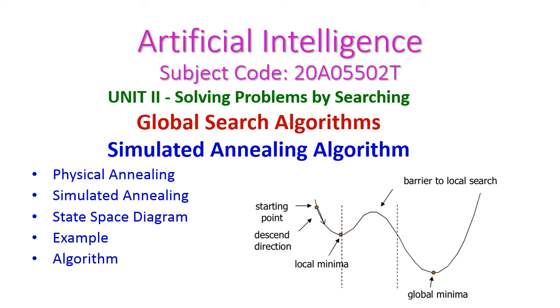In this class, we will see the simulated annealing algorithm from second unit. And this is a global search algorithm. In this class, we will see what is physical annealing and then the simulated annealing. After that, we will see the state space diagram for this simulated annealing. And let us see one example for this algorithm. And let us see the pseudocode, that is the algorithm of simulated annealing.